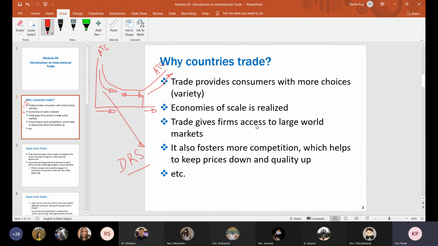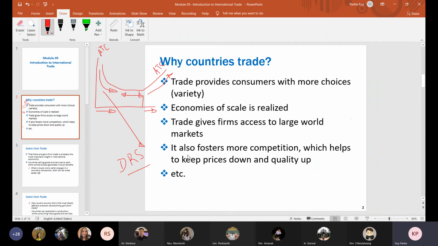And also the trade can give firms access to the large world market. This one is also true. When you open to trade, you will have a bigger or larger market, or I would say the market size. It's not yet yours, but it's still very large. That's why we are trying to connect with India, trying to connect with China, because those countries have very high populations that can buy our products. Also the US is very big, and the European Union is the same.